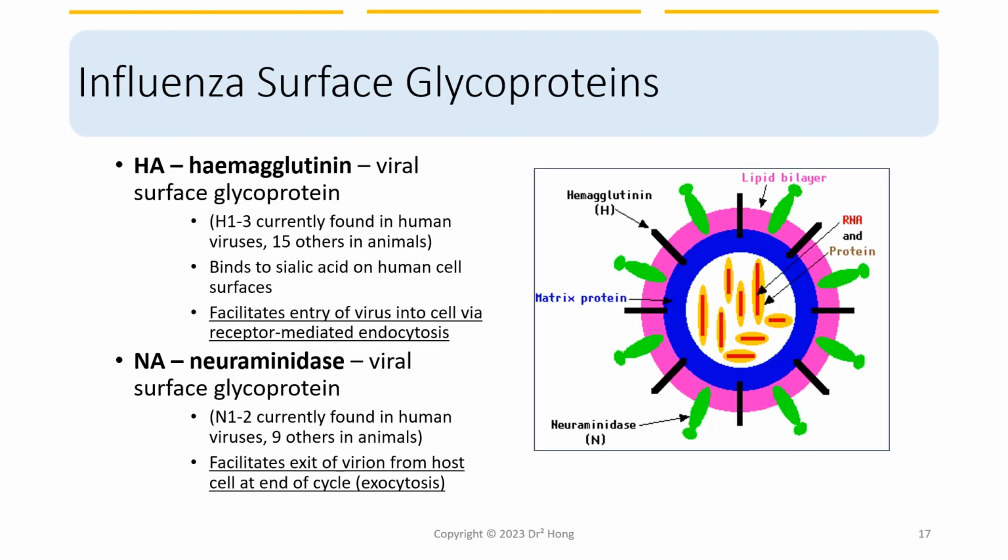There are 2 different surface glycoproteins on the influenza virus surface. HA, or hemagglutinin, binds to sialic acids on the human cell surface. It facilitates entry of the virus into the cell via receptor-mediated endocytosis. NA, or neuraminidase, on the other hand, facilitates exit of the virion from host cells at the end of the viral cycle through exocytosis.